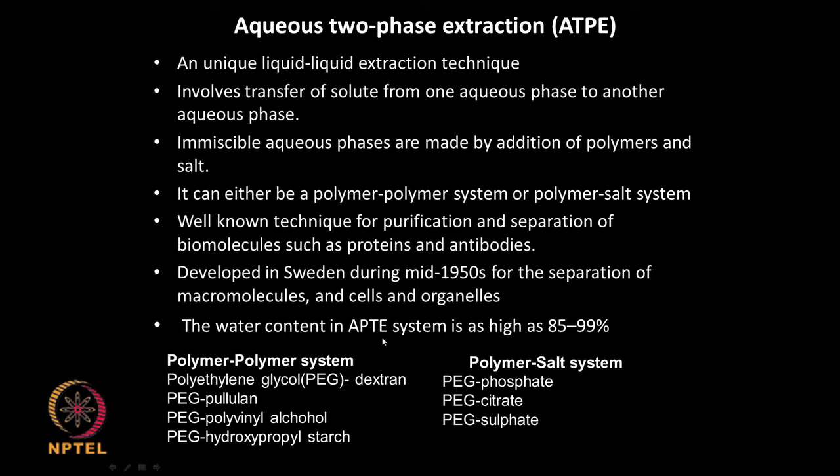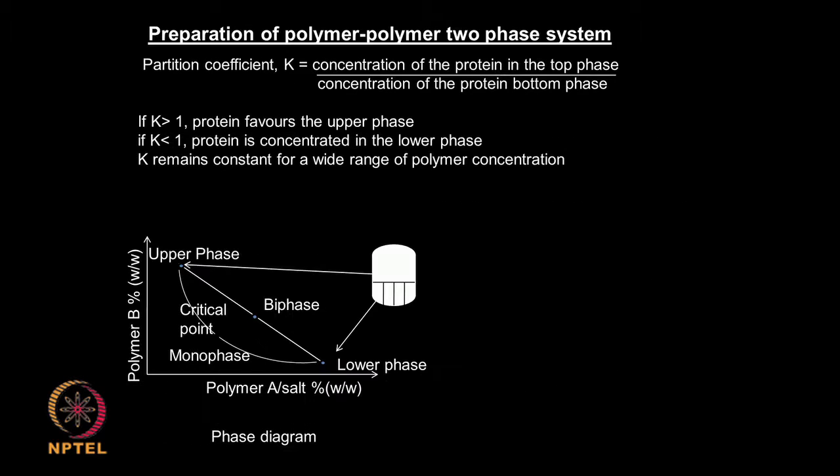The water content in aqueous systems is as high as 85 to 99 percent. The types of polymer we use are polyethylene glycol with dextran, PEG with pullulan, PEG with PVA, and PEG with hydroxypropyl starch. For polymer-salt systems, we have PEG phosphate, PEG citrate, and PEG sulfate. These are very common. As you can see, PEG is very, very common. It is widely used because it is very hydrophilic and it does not affect the protein systems.